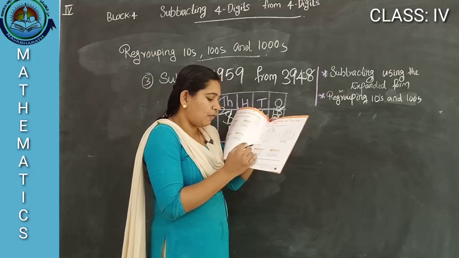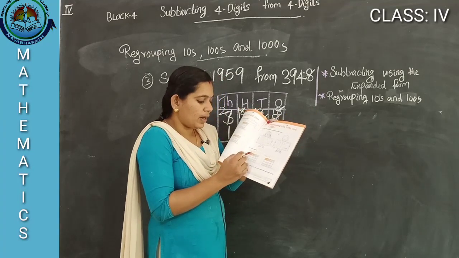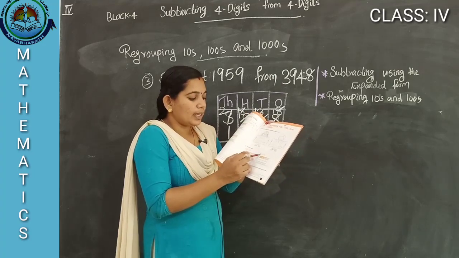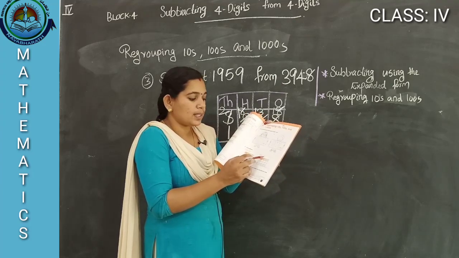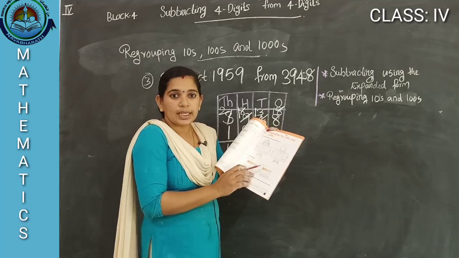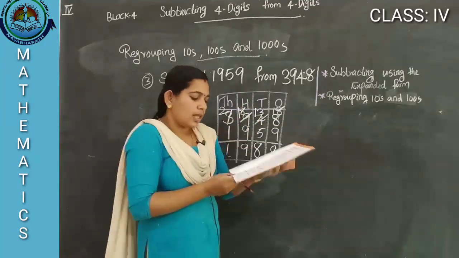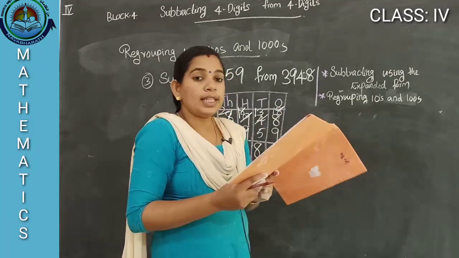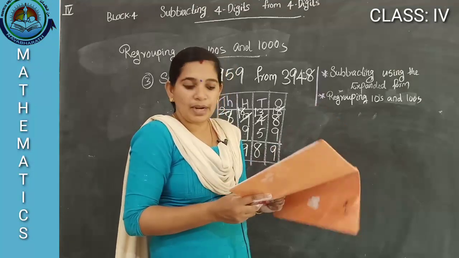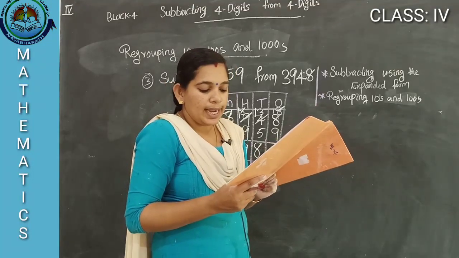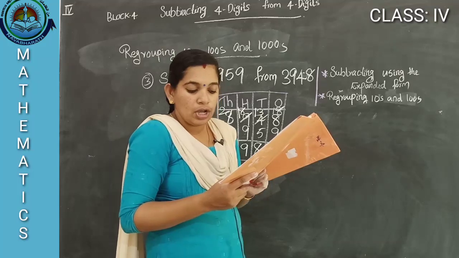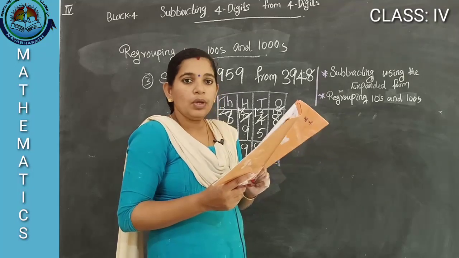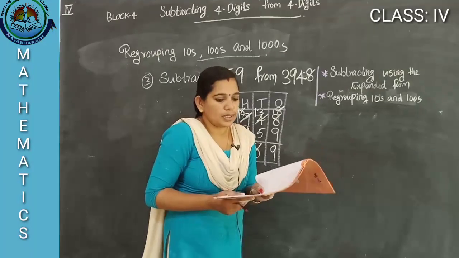Second question, find the differences. 4321 minus 3456. Then 5243 minus 1665. Okay, same. This way you are doing. Then the third question is a word problem. There are 3462 books in a library. 1589 of them are in English. How many books are in other languages? Okay, you should write the steps.